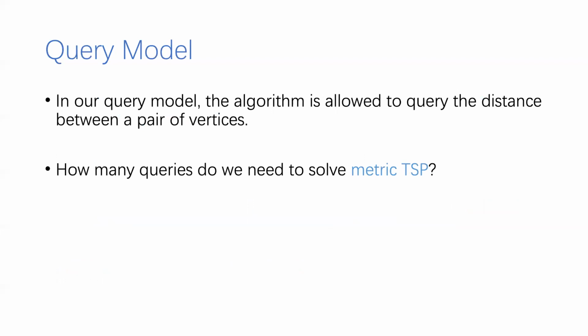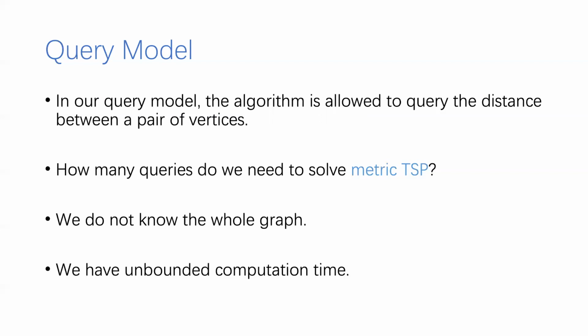In this work, we consider the query model. In this model, the algorithm is allowed to query the distance between a pair of vertices, and the question is, how many queries do we need to solve metric TSP? Compared to the classic model, on one hand, we do not know the whole graph if we only make a small number of queries. While on the other hand, we will have unbounded computation time, so the NP-hardness results don't apply here.